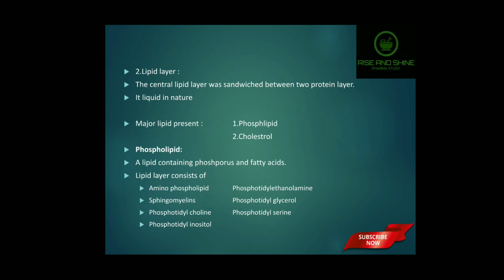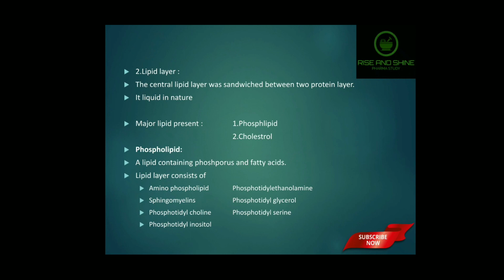The next part of the cell membrane is the lipid layer. It is a bilayered structure which is sandwiched between two protein layers. It is generally liquid in state. Mainly, the lipid layer is made up of phospholipid and cholesterol. First of all, we are seeing about the phospholipid. The phospholipid consists of phosphorus and fatty acids.